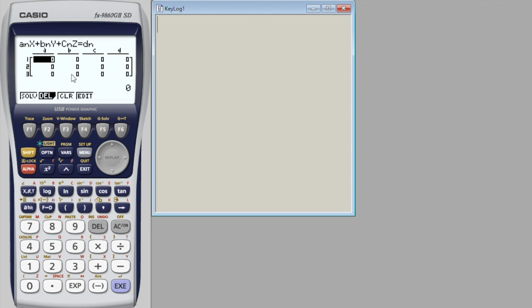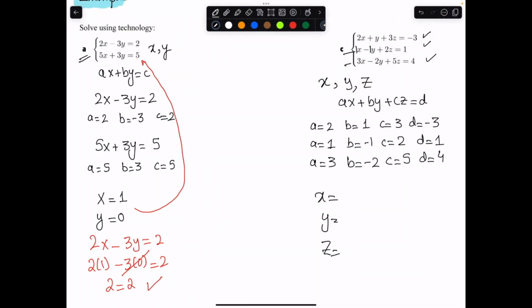Now you can see we need to substitute the values a, b, c, and d respectively for all three equations. So a was 2, b was 1, c was 3, and d was -3. For the second equation, my a was 1, b was -1, c was 2, and d was 1. And for my final equation, my a was 3, b was -2, c was 5, and d was 4. Now all I need to do is solve this, and I will get my x as 6, y as -3, and z as -4. So the value of x for this system of linear equations is 6, y is -3, and z is -4.